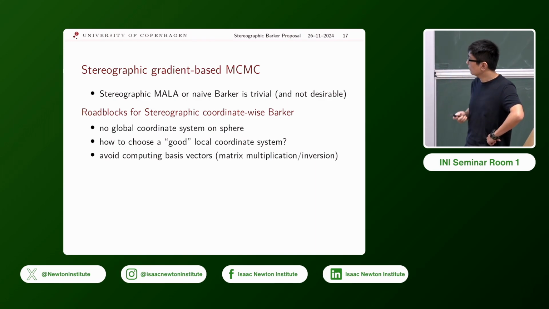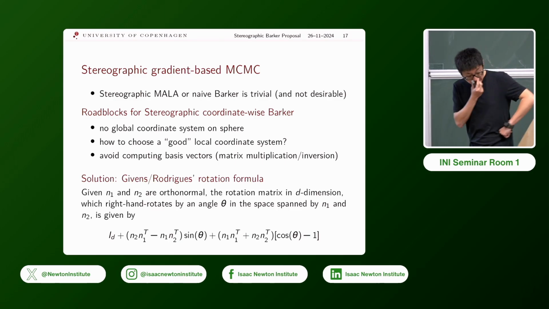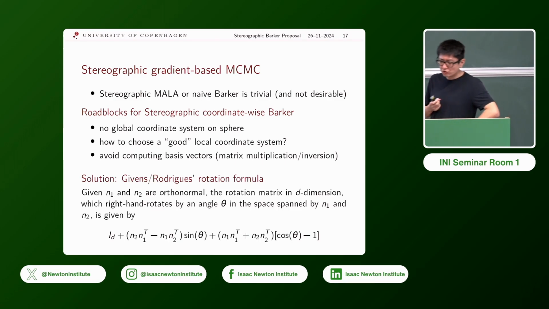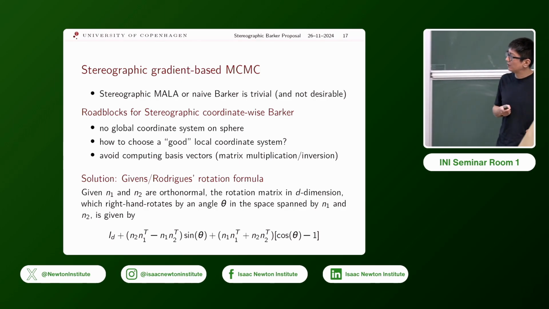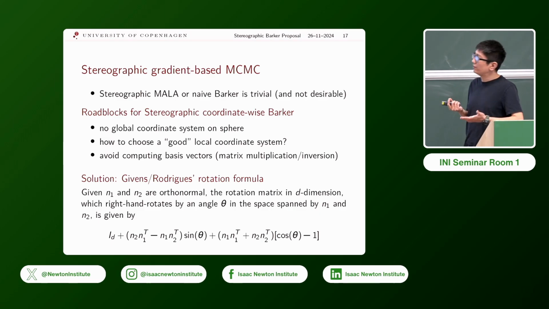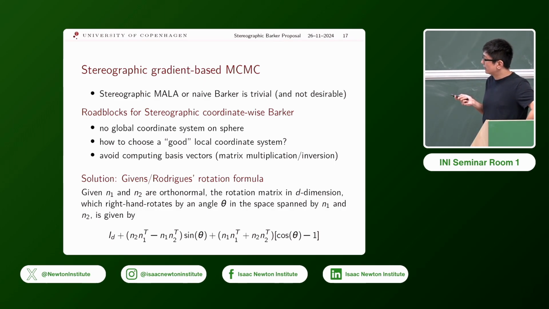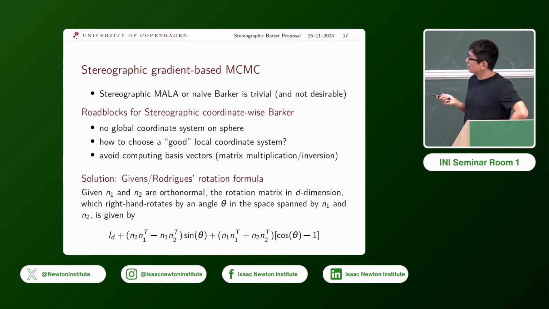Basically, we solved this using one idea, a very simple idea, and it's the only new idea in this talk. We use a very simple formula called the Givens rotation formula. It basically says that in high dimension, if you have two orthonormal vectors n1 and n2, and you want to compute a rotation matrix that rotates a vector by angle theta in the space spanned by these two vectors, then this is the rotation matrix.